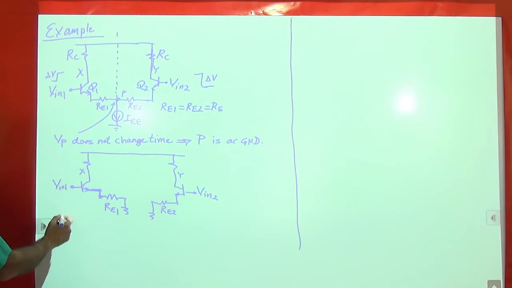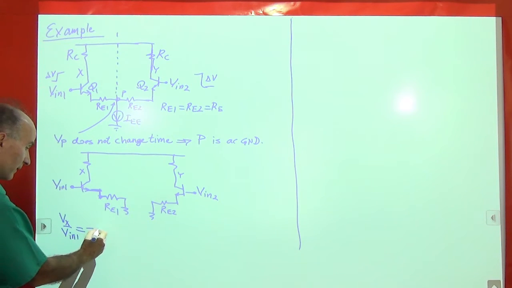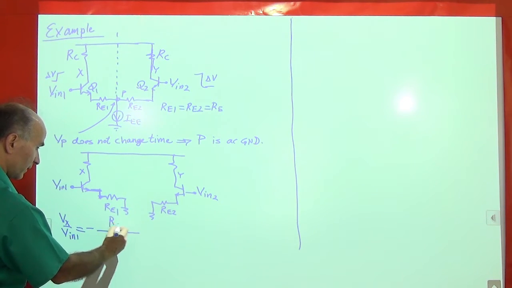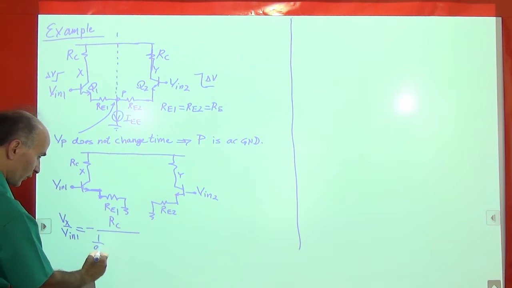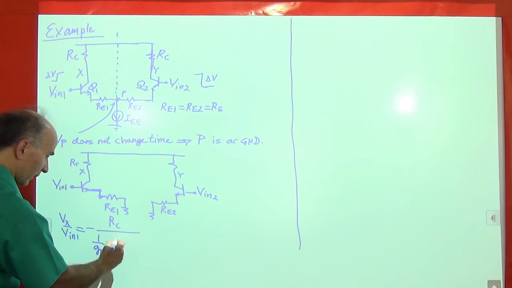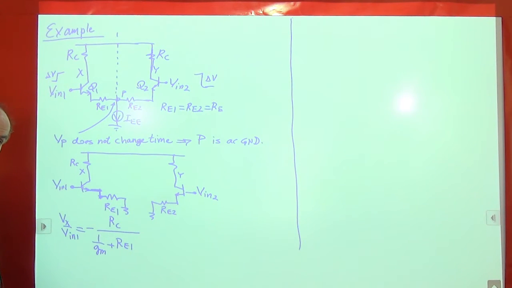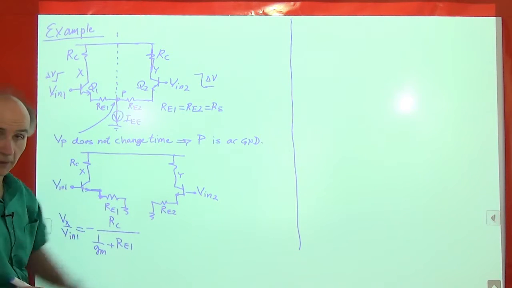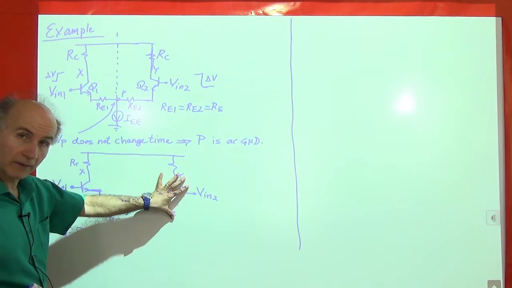We know the voltage gain of a degenerated bipolar common emitter stage, assuming that the Early effect is negligible. In that case, I can say that Vx over Vin1, the voltage gain from here to here, is equal to minus RC divided by 1 over gm plus RE1. This is what we learned in Electronics 1. RE1 and RE2 are the same, right? RE. And we can write the same exact expression for this side.